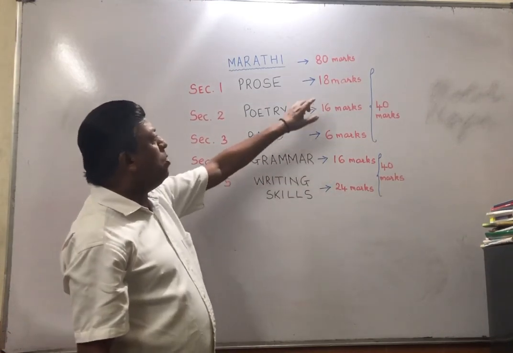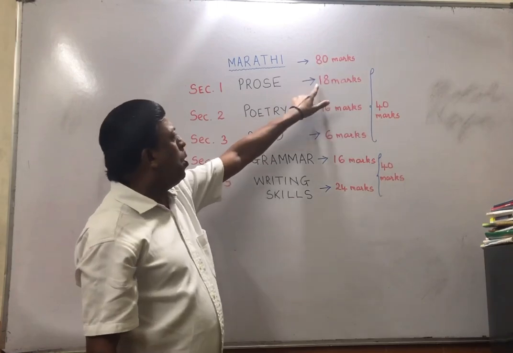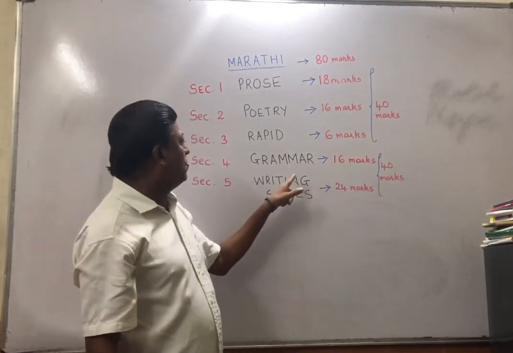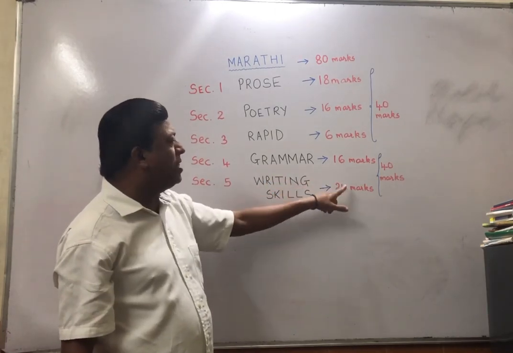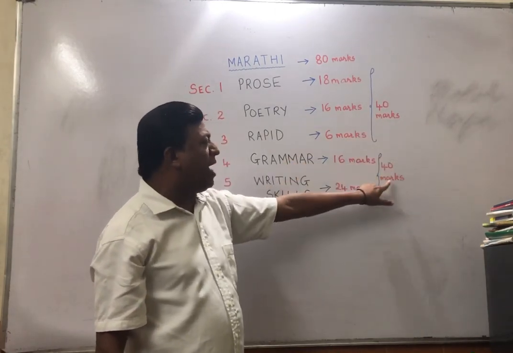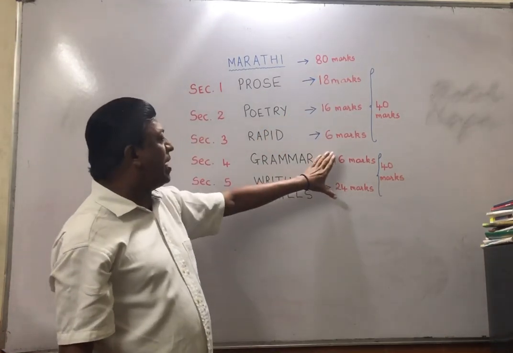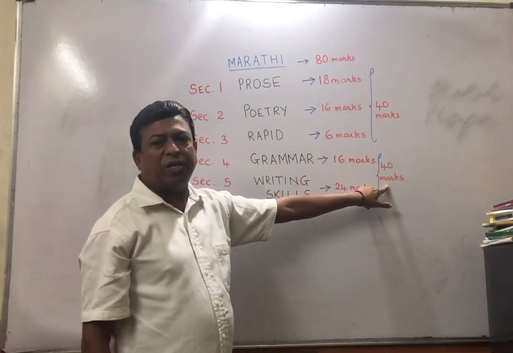So 5 sections, now 80 marks. So Prose, Poetry, Rapid is 40 marks. Grammar and Writing Skills 40 marks. 40 and 40 is 80. So do this section very well, that is of 40 marks.